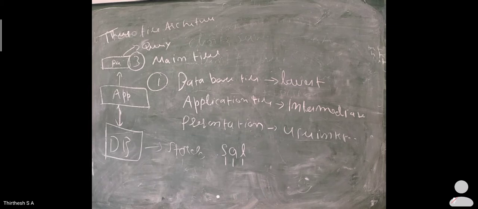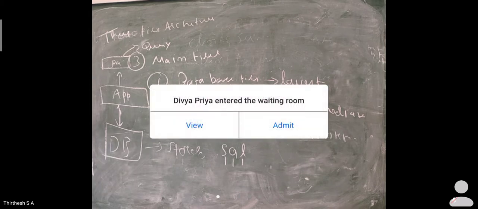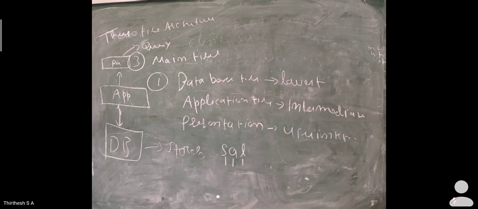So what does the level 3 architecture do? A level 3 architecture has 3 layers: the database layer, the application layer and the presentation layer. The database layer stores the data in a particular format. It consists of relations and constraints. Next, the application layer acts as an intermediator between the database layer and the presentation layer.